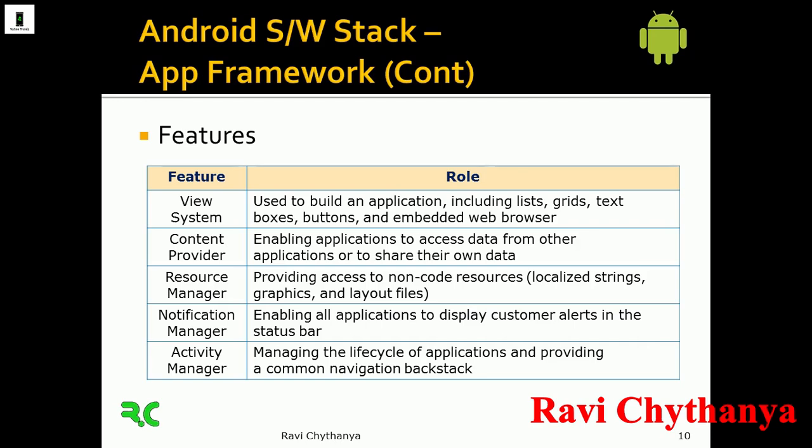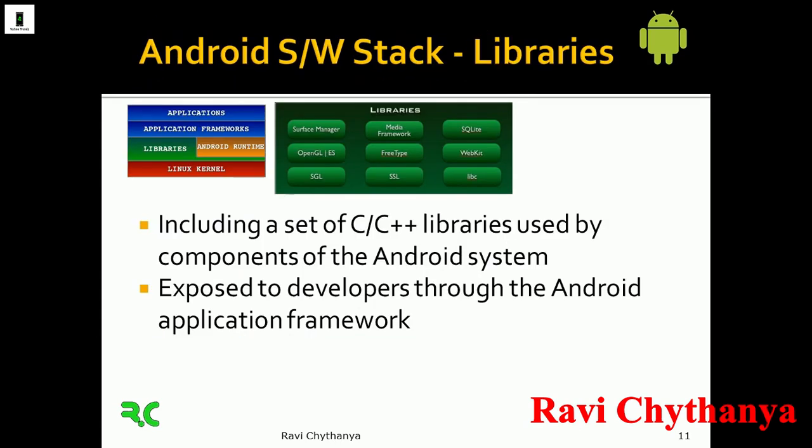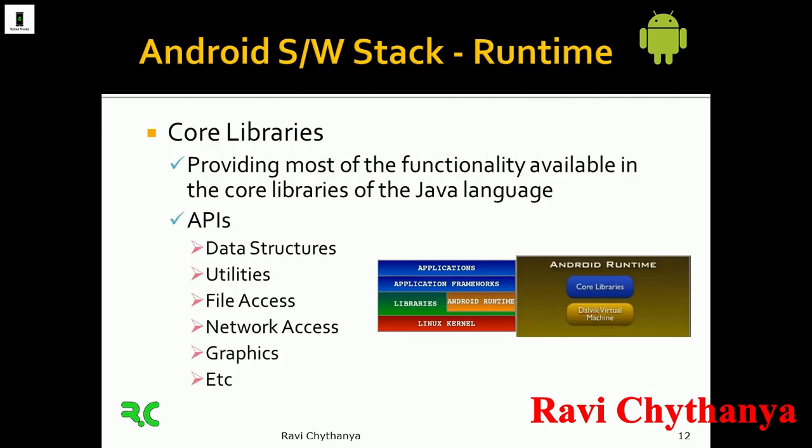The next layer consists of libraries, which include a set of C or C++ libraries used by components of the Android system, exposed to developers through the Android application framework. The next layer is the Android runtime, which includes two parts: the core libraries as well as the Dalvik virtual machine.